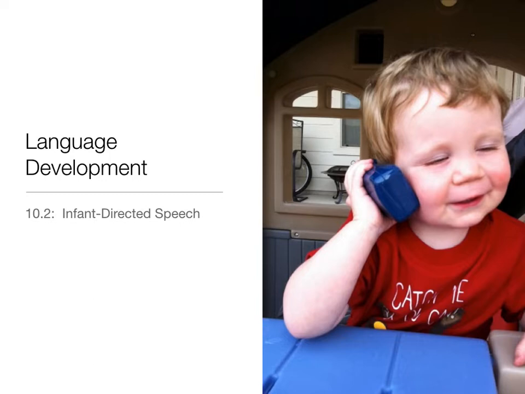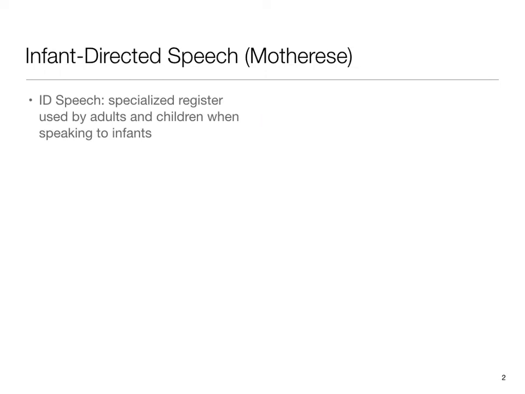Today we're going to be talking about infant-directed speech. It's also called motherese. Infant-directed speech is this specialized register in which we speak to infants. Both adults and children modify their language when speaking to infants. What's cool about this is you don't do it on purpose. You don't say, oh, look, there's a baby, I need to talk to the baby differently. It just happens automatically. And what's also interesting is that it's not just culture specific. This doesn't just happen in one culture.